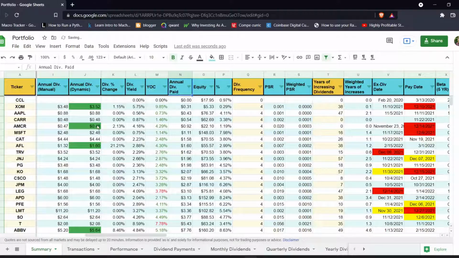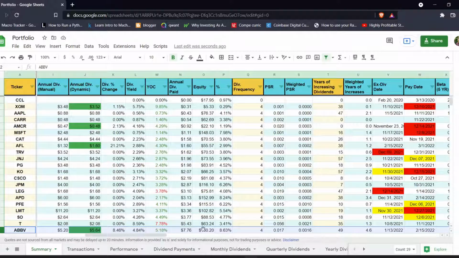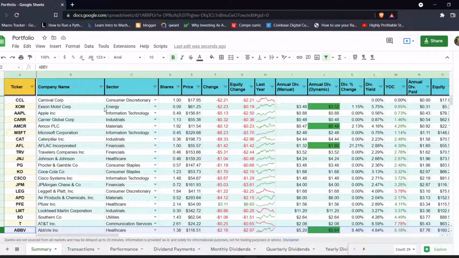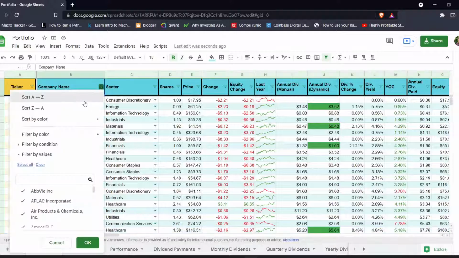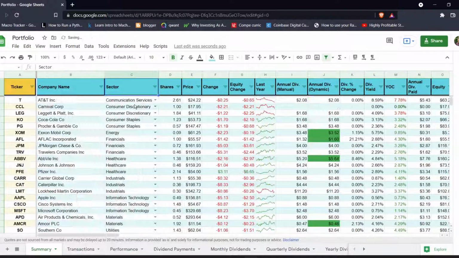A to Z. And now the company Carnival that pays us the smallest amount in dividends, which is $0, is at the top, and then the company AbbVie that pays us the most is at the bottom. And I think that's pretty cool. Obviously, you can do it with pretty much any column here. So you could sort them by the name, something like that. Or you could sort them by the sector so that all the same sectors are together.